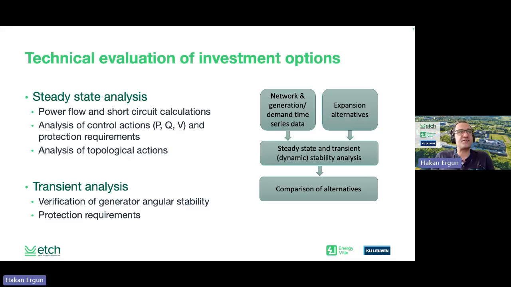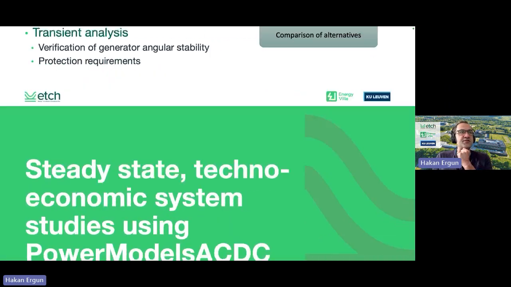Towards the more specification studies, so maybe not necessarily in the very first investment option analysis, one can also resort to transient analysis, but this is usually already a step further than what we would do in a techno-economic study.